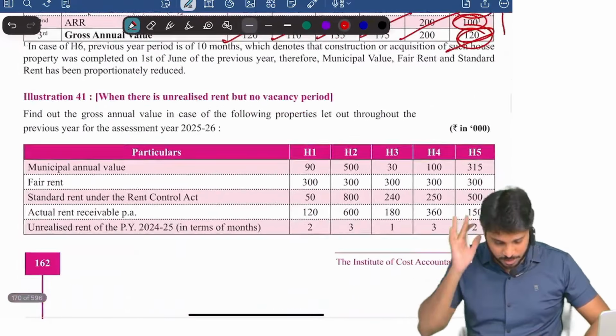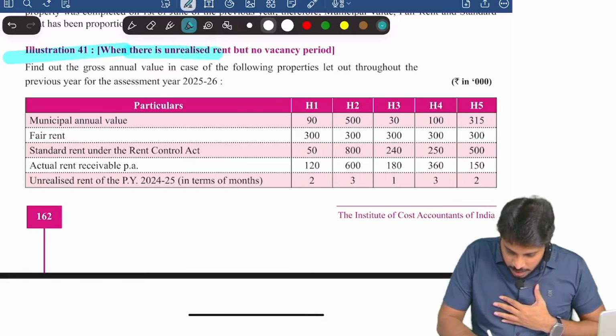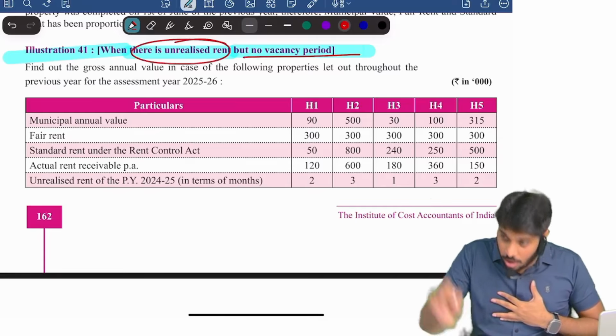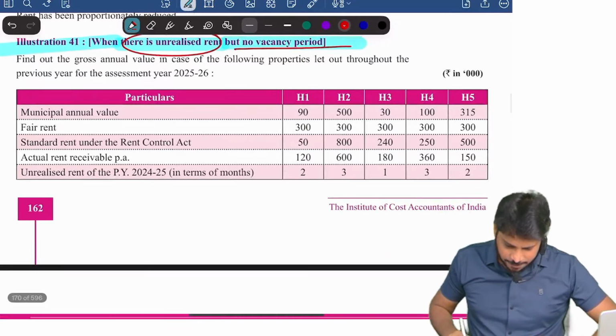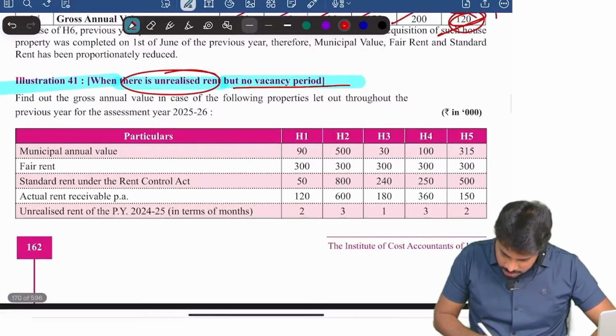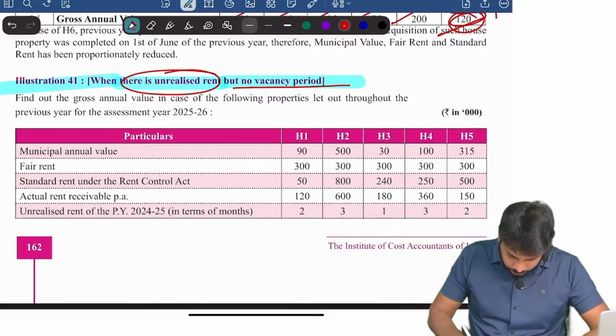That's it. Super question. Next, illustration 41. There is no unrealized rent but no vacancy. Oh, unrealized rent is there but no vacancy. Super question, easy only. Okay, again, by the way, how many months is there? Nothing is given, thank God. All 12 months property is there, correct?